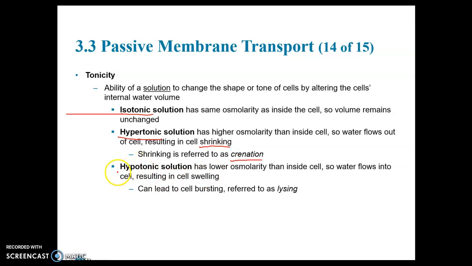And then if a cell is placed into a hypotonic solution, that means the solution outside the cell is more like distilled water. It's more diluted than the solution inside the cell, so it has much less solute in it, and the water is going to move from outside to inside the cell. It will cause the cell to swell, and it can lead to cell bursting, which we call lysing or cytolysis. C-Y-T-O-L-Y-S-I-S, cytolysis.